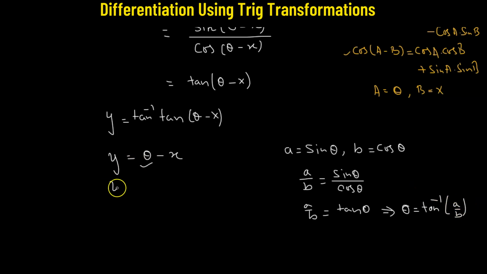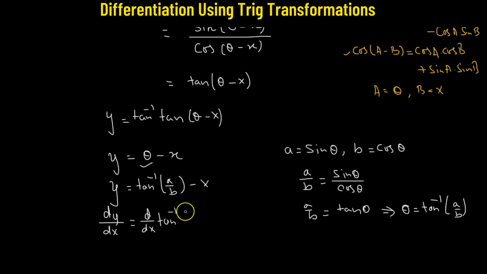We will substitute here, so y will be equal to tangent inverse of a over b minus x. Now we can take the derivative on both sides with respect to x. So we have derivative of y with respect to x equal to derivative with respect to x of the inverse tangent function minus derivative with respect to x of x.